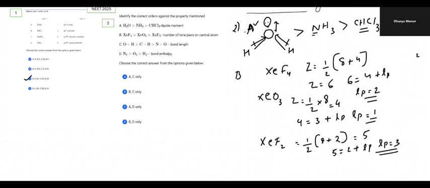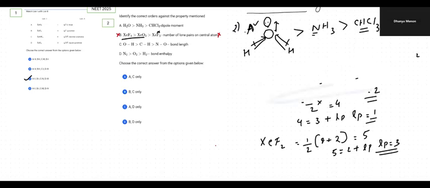So this 2 is correct, but this is wrong. So our B statement is wrong. Right. Now coming to the third one. So this statement is wrong for us. I'm just rubbing this out. You could see how I solved for the number of lone pairs. So we found out that the B statement is wrong.